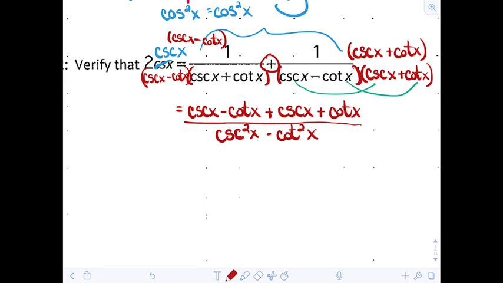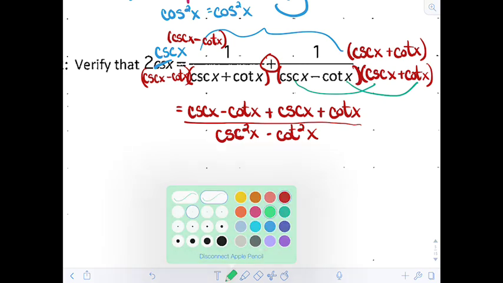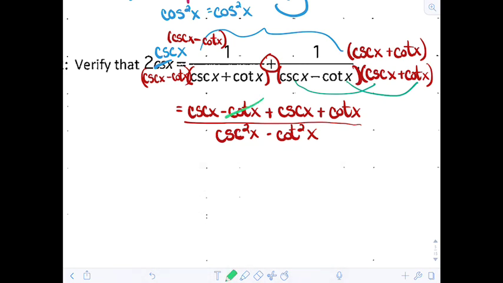Okay, if I look at the top, hopefully you see that negative cotangent of x plus cotangent of x is gone. And in the top, I get 2 cosecant of x. Oh my gosh, that's actually what I need on the left. But what about cosecant squared of x minus cotangent squared of x?